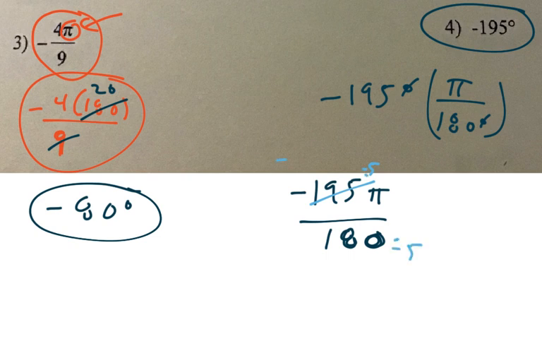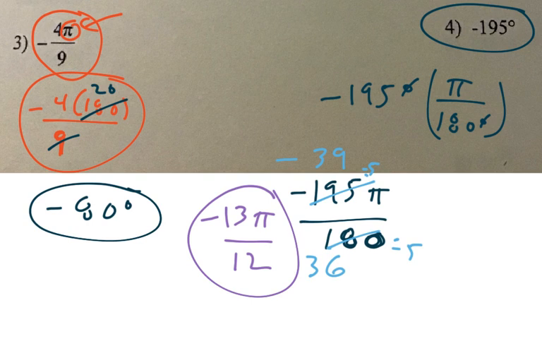Let's see here, what do I get? I get negative 39 over 36, and then I can divide by another 3. So I know my final answer is negative 13 pi over 12, unless I made some silly mistake. But the idea is pi is 180 degrees. You memorize it, and you use that fact to convert between radians and degrees.